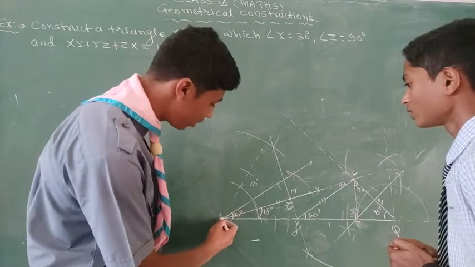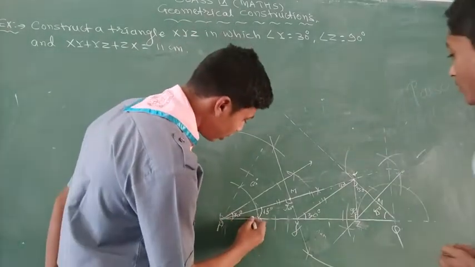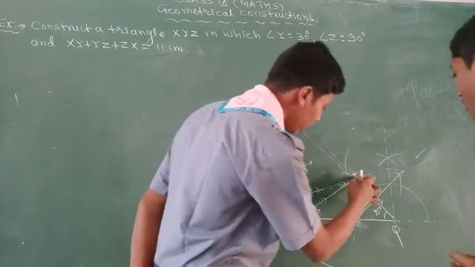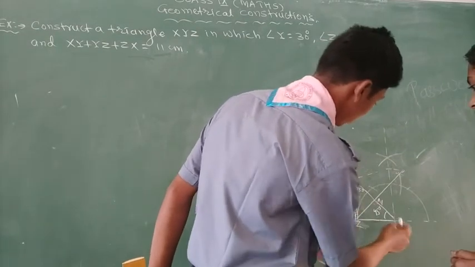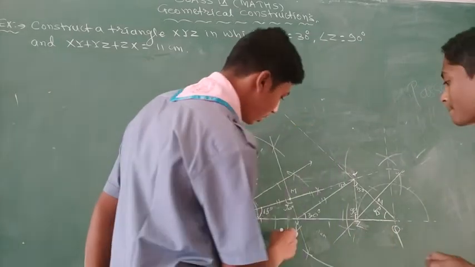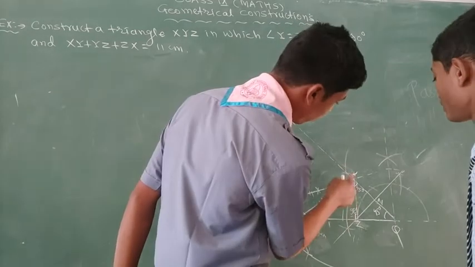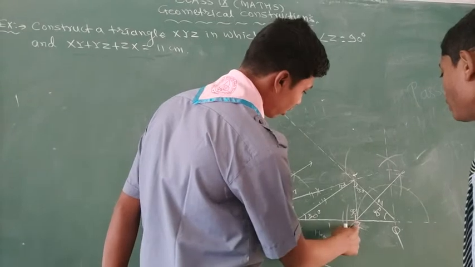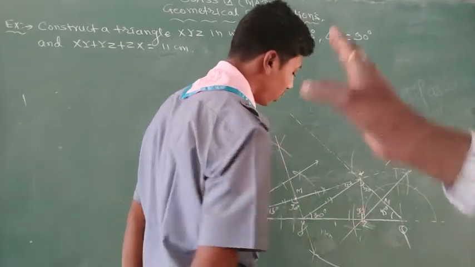And like that, PY is equal to YX, and XZ is equal to ZQ. That is, ZQ is equal to PY, and PQ is 11 centimeters. Therefore, YQ, YX, XZ and ZY sum to 11 centimeters. The perimeter of it will be 11 centimeters.